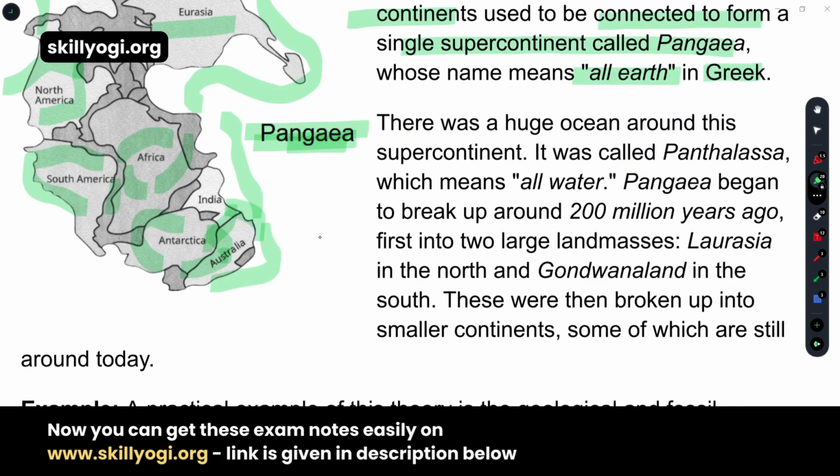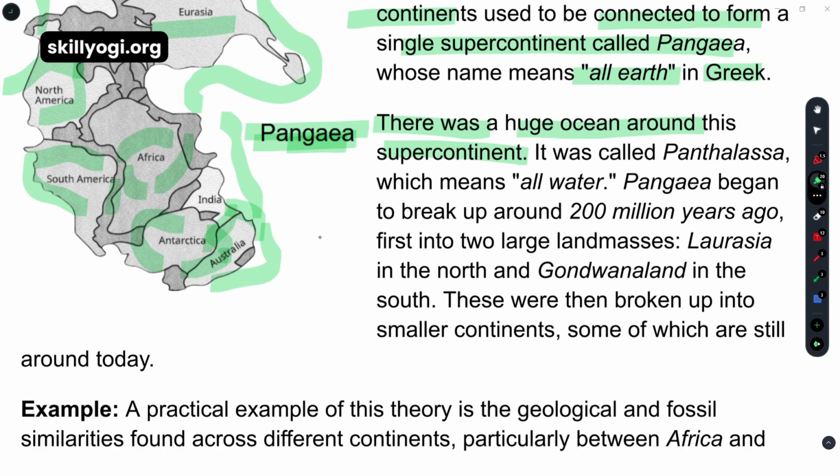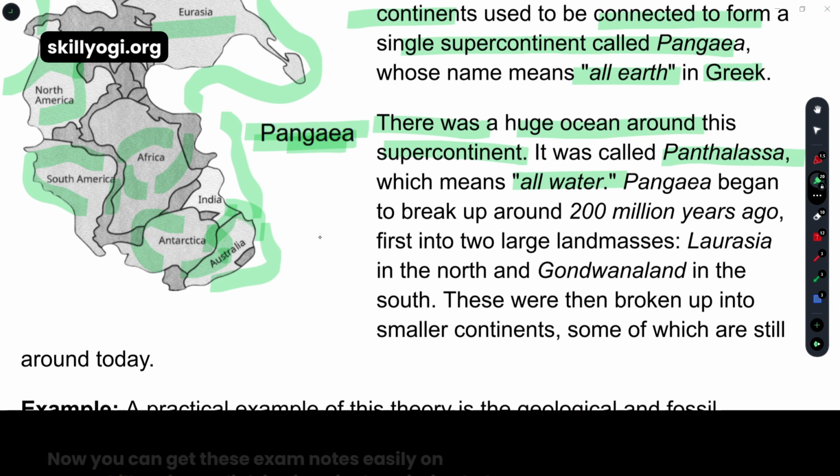Now, there was a huge ocean around this supercontinent. That means one supercontinent was there where all the continents were merged together, and around it there was a huge ocean which was known as Panthalassa. Panthalassa means all water. That means one portion was covered by the land masses and the other portion was covered by water.